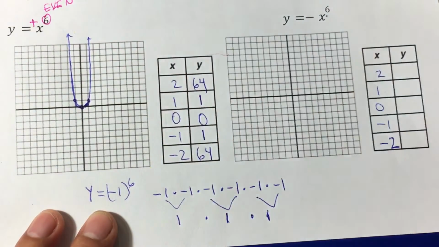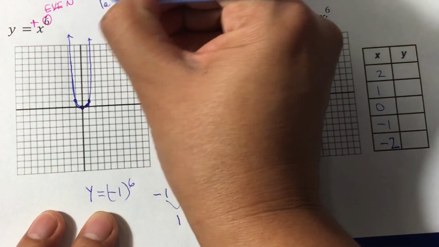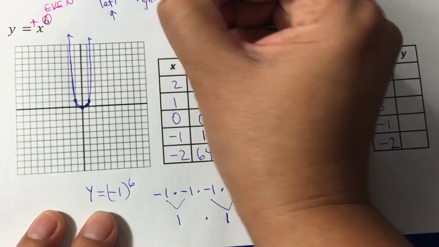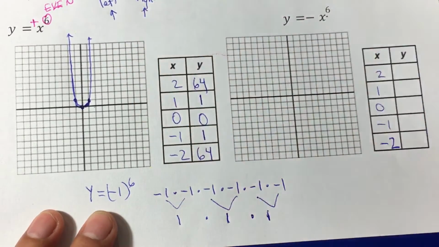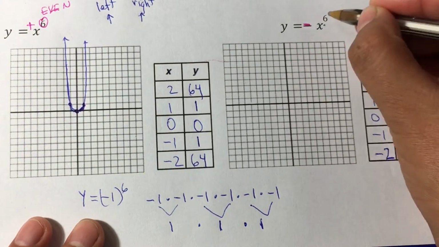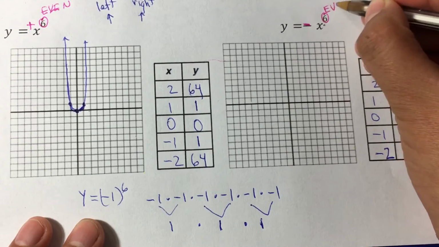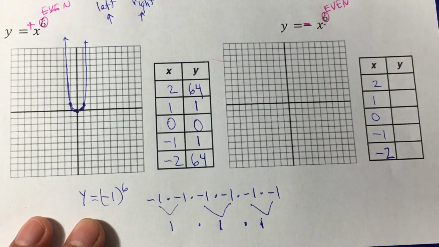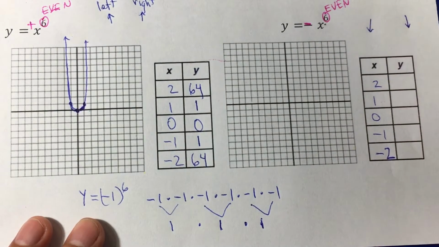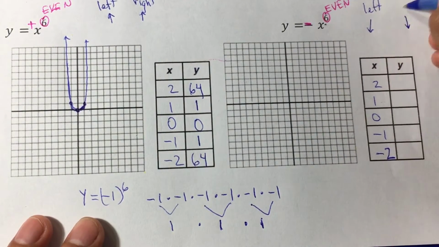Okay, so on the left, it points up. On the right, it points up as well. And we can already conclude that because this is negative and this is even, it tells me both hands rise or both hands go down. Because of the negative, both are going to point down on the left and on the right.